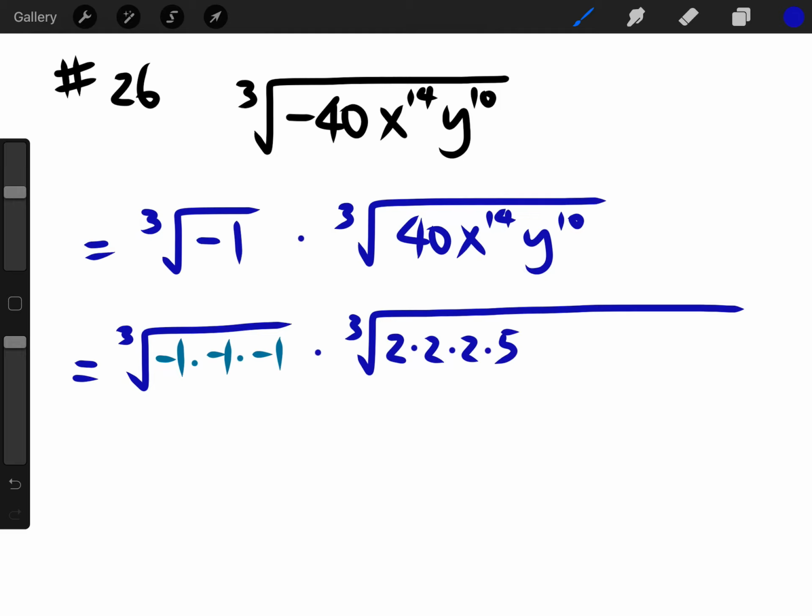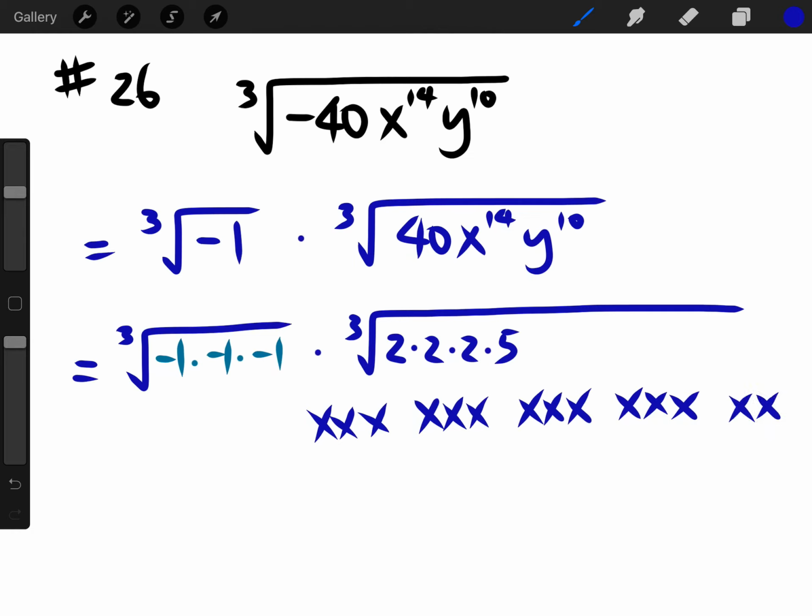For the x's, we have 14 of them. I'm going to show you the fundamental way, so I'm going to put a bunch of x's, 14 of them. So that's 14 of them. And then for the y's, there are 10 of them. Hopefully I won't be running out of space.